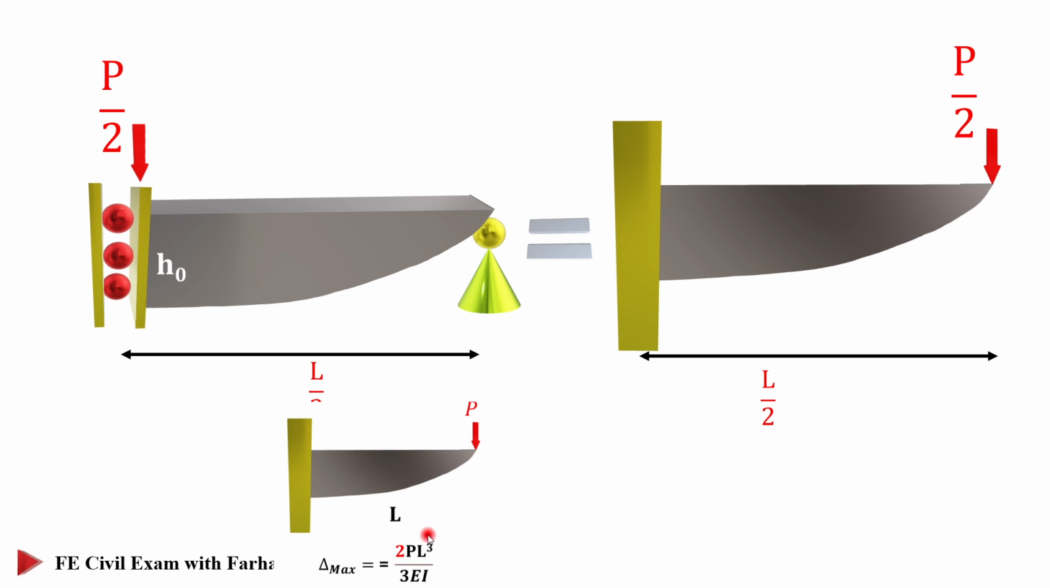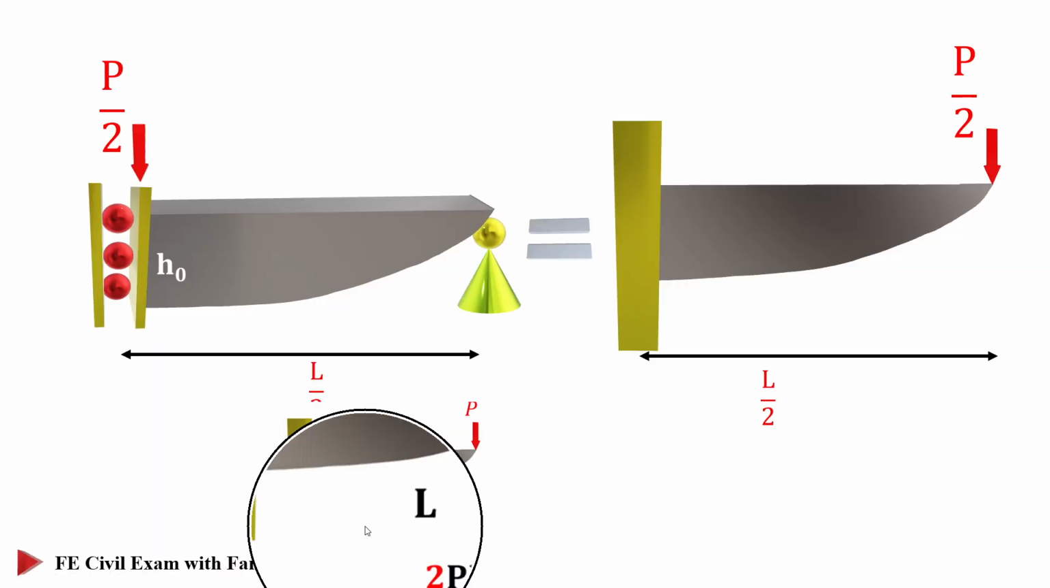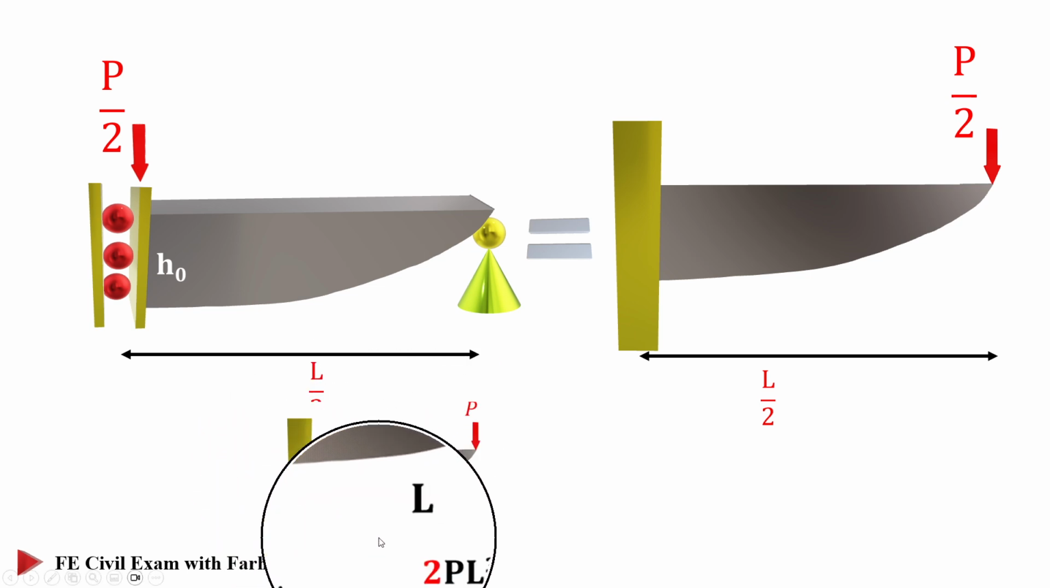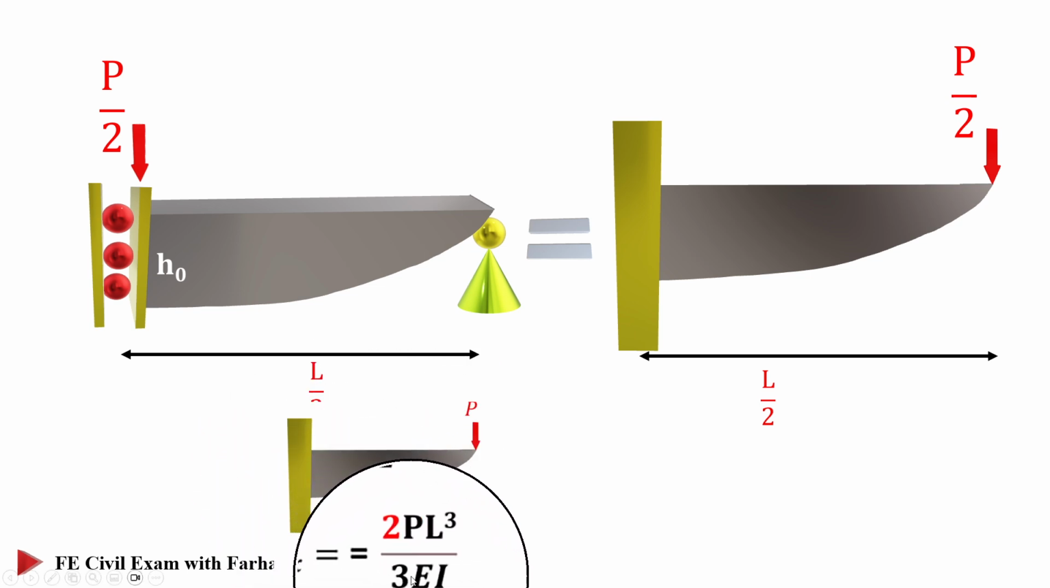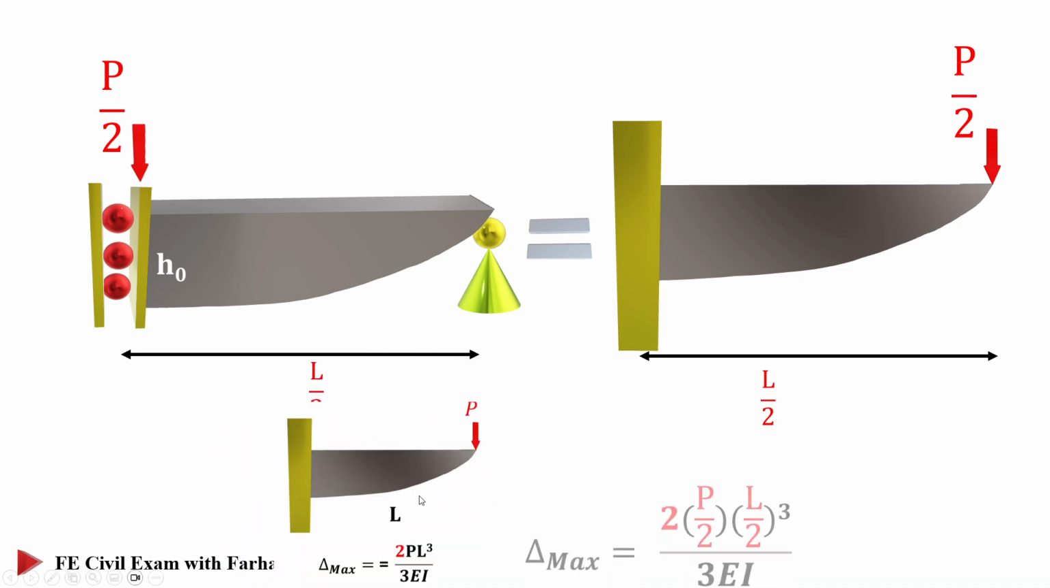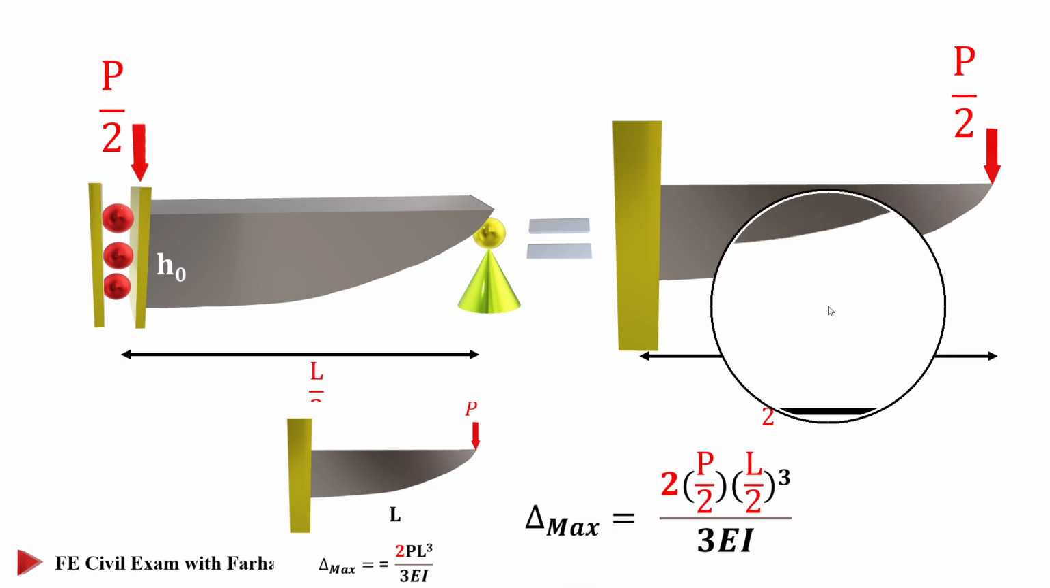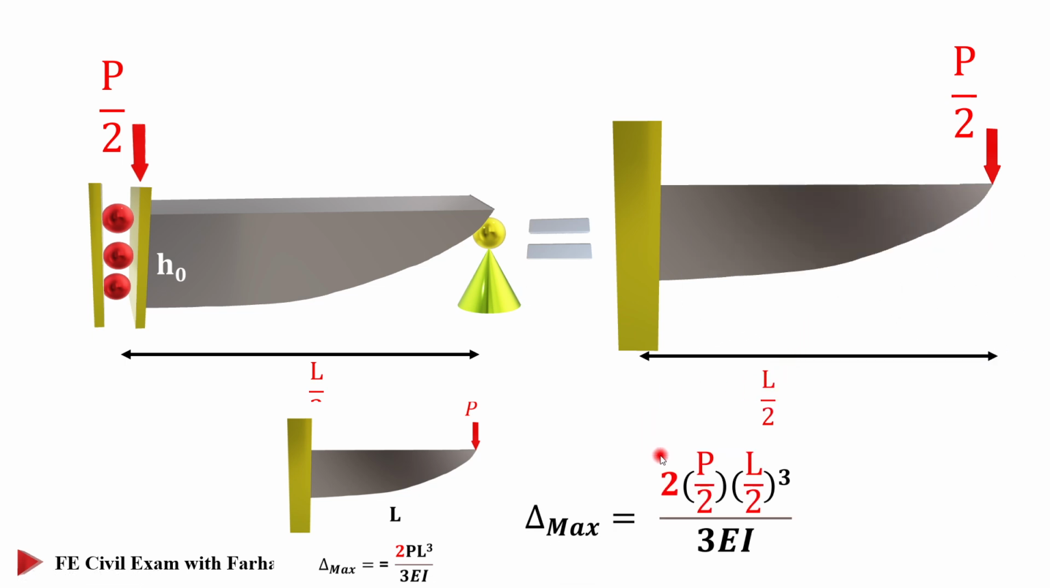And if you remember from the previous example, for such a combination, delta maximum is 2/3 of PL cubed over 3 EI. If we apply it to our beam, everything is the same, but we replace P with P over 2 and L with L over 2, then cubed. If you do the math, it gives you PL cubed over 24 EI for this beam. So that's an interesting result.